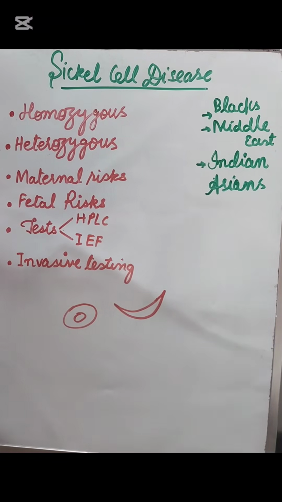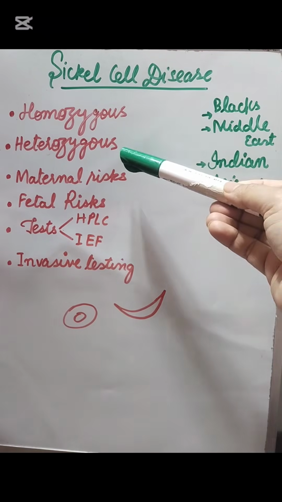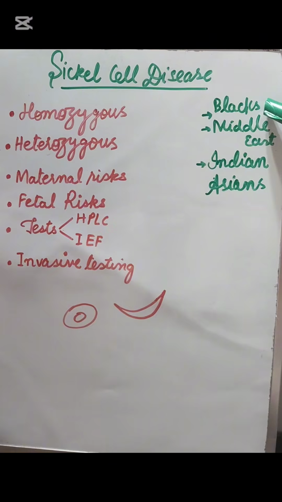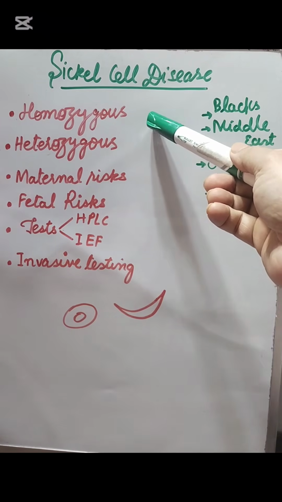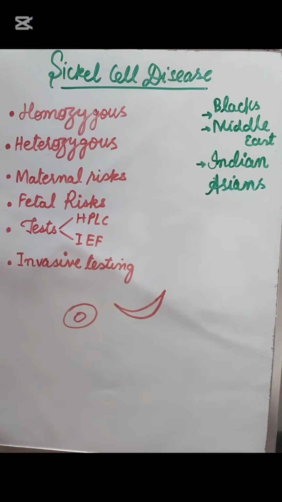Today I am going to talk about sickle cell disease. Sickle cell disease can be both homozygous and heterozygous. It is mostly present in Black populations, in Middle Eastern countries and around the Indian Ocean. That is, in both Pakistan and India this disease is present. So in the homozygous form both genes are defective, and in the heterozygous form one of the genes is defective.